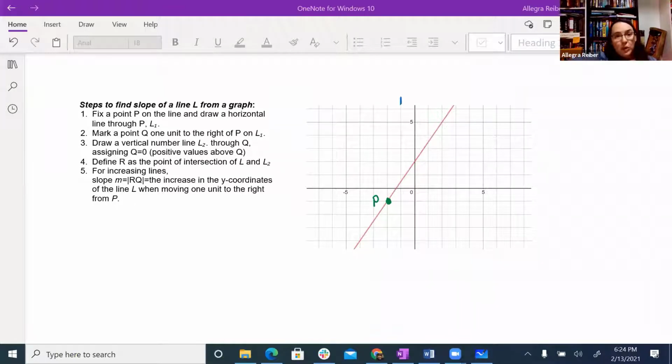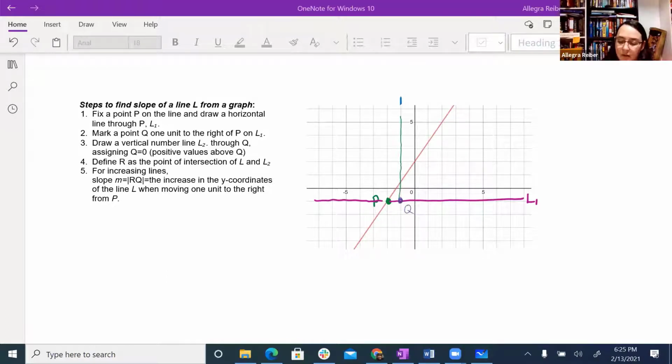I'm going to put in my horizontal line through P. That's my L1. And then I'm going to mark a point 1 unit to the right of P. Here, each box represents 1 unit. So Q is the point right there. Next, I'm going to draw that vertical line through Q.